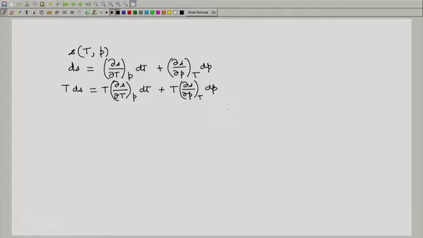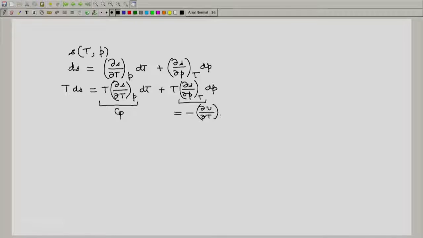Now the first coefficient here, the coefficient of dT, is Cp. We have seen that. What about the second coefficient? Here we have ds by dp at constant T, and we have just now, a few minutes ago, shown that this is equal to minus partial of v with respect to T at constant p.